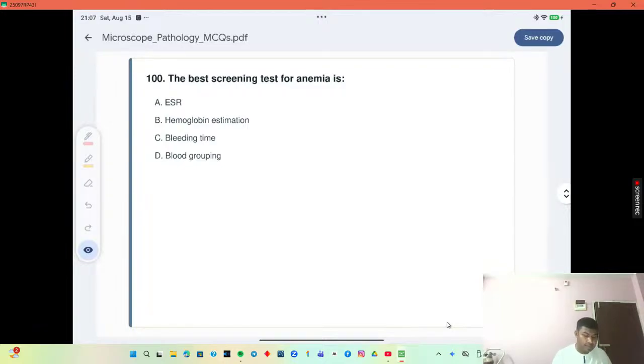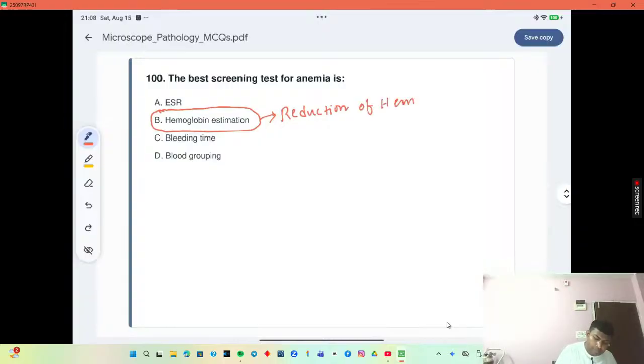So here the question is given as the best screening test for anemia is. What is the best screening test for anemia? Means which test is best for detection of anemia out of these four tests? The best screening test for anemia is hemoglobin estimation, because we know that a reduction of hemoglobin in our body causes anemia.